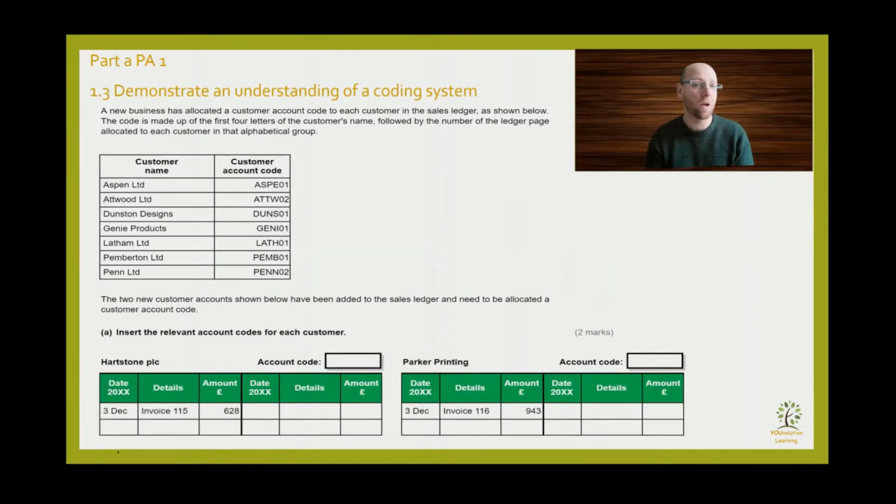Okay, so let's take a look at this first part of the task. So task 10, we're going to take a look at part A to begin with. The first part of the task is covering learning outcome 1.3, which is demonstrating understanding of a coding system. Now in particular, this is looking at the different types of code.